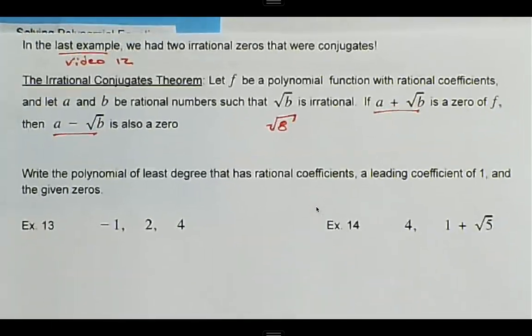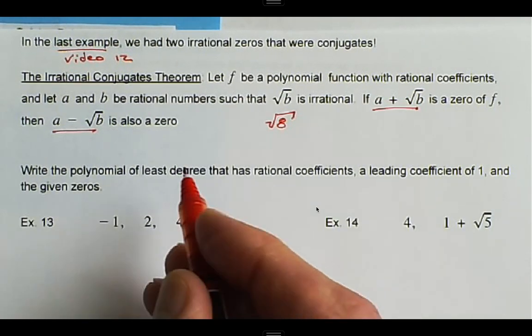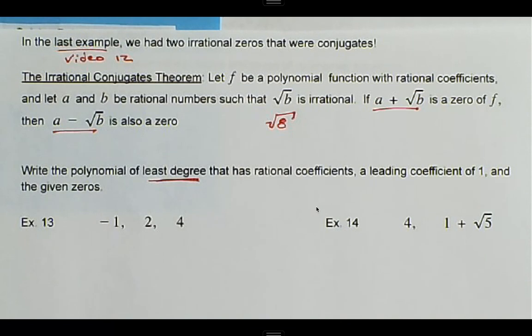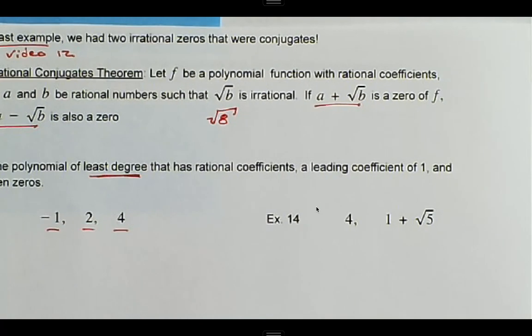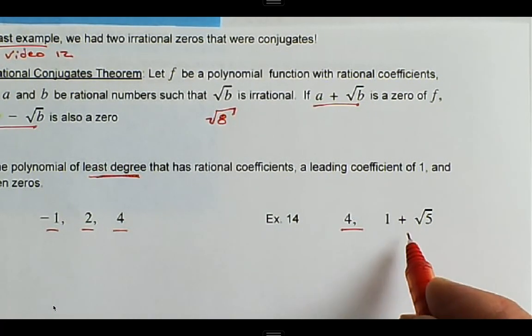Write the polynomial of least degree that has rational coefficients, a leading coefficient of 1, and the given 0. So this part, least degree. When we did the previous example, we had 1, 2, 3 zeros. Now, for example 14, it shows that we have 1, 2.